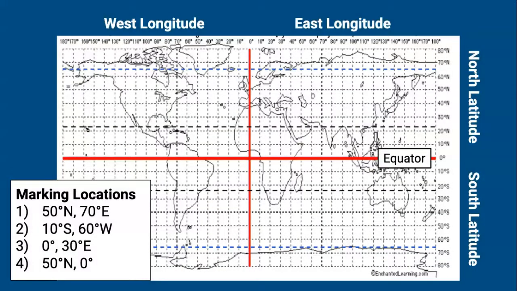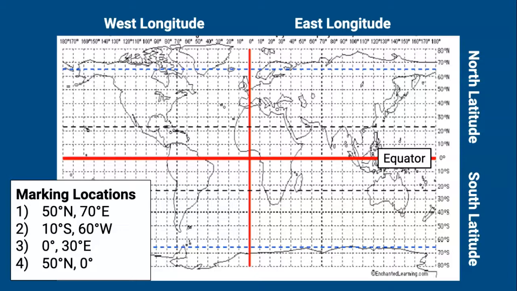You can also do the reverse skill. Perhaps I might give you the latitude and longitude, and you could find that location on Earth. So let's try number 1. Let's see if you can find on the map 50 degrees north by 70 degrees east.